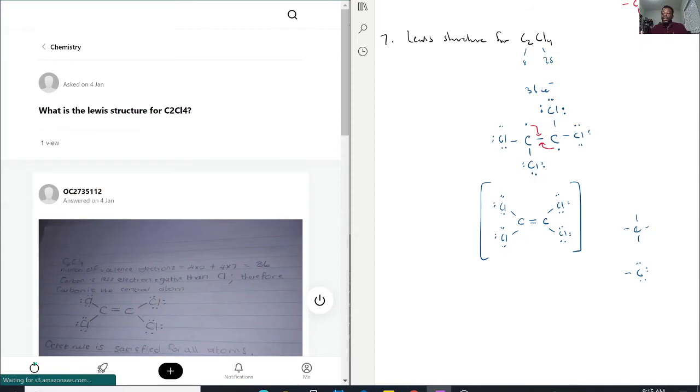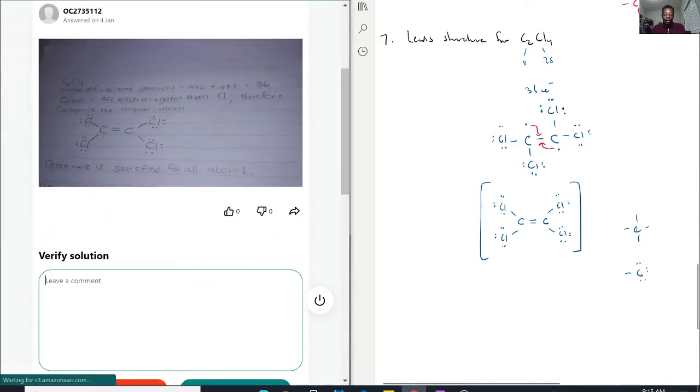And if you count the electrons, we should have 36, but just to double check, in total we have 1, 2, 3, 4, 5, 6 bonds. That's 12 electrons right there. And each chlorine on the outside is having 6 electrons. That's 12 plus 6 times 4, which is 24. And we do indeed get 36 electrons. So this is perfect.